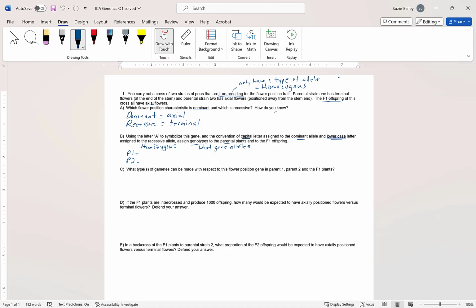So parent strain 1, we said, has terminal flowers, and parent strain 2 has axial flowers. Well, in answer number A, we determined the dominance pattern, and we said that axial is actually the dominant trait.